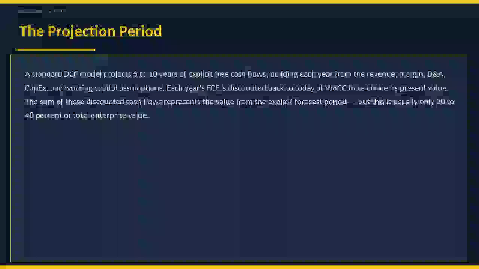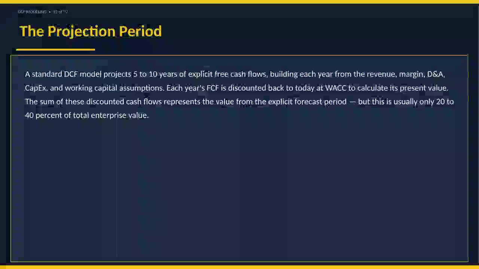A standard DCF model projects 5 to 10 years of explicit free cash flows, building each year from the revenue, margin, depreciation, capital expenditures, and working capital assumptions. Each year free cash flow is discounted back to today at WACC to calculate its present value. The sum of these discounted cash flows represents the value from the explicit forecast period, but this is usually only 20 to 40% of total enterprise value.